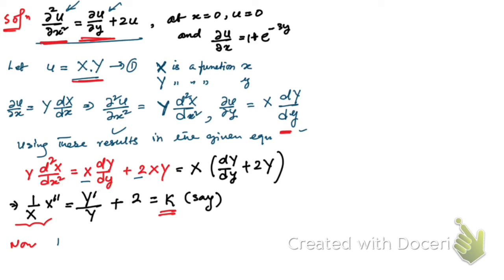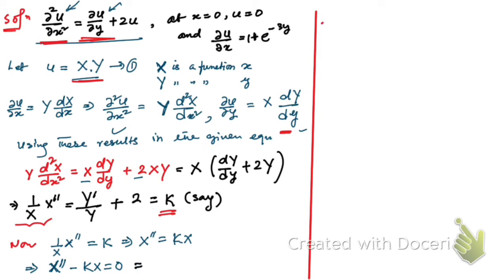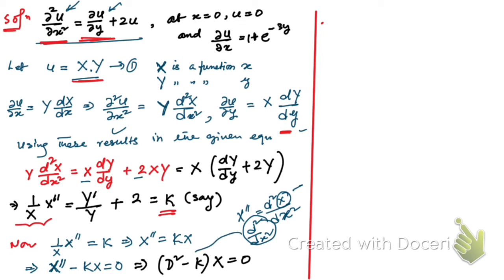So now let us take this first part, that is 1 by x double dash is equal to k. So from here we're gonna get this equation, right? And it implies x double dash minus kx is equal to 0, and it implies d square minus k into x is equal to 0. So here, as I have already explained, x double dash means the second order derivative of capital X with respect to small x. So this x is taken out, and this part is regarded as d square. Similarly, from kx, this k is taken out. From these two, x is taken out, so we have got d square minus k. So that's how we have got it.